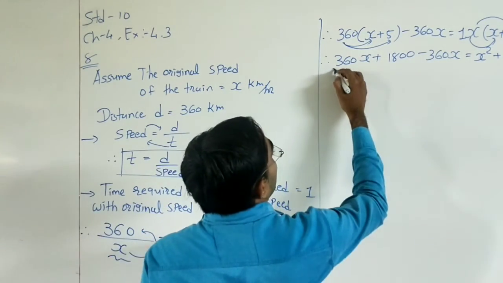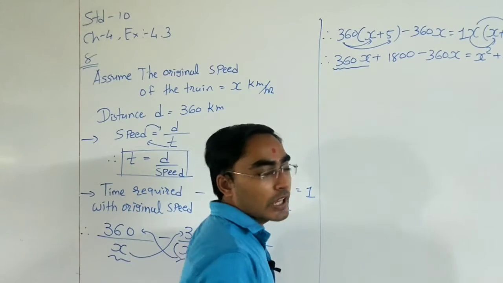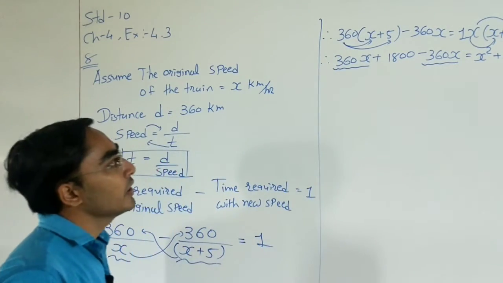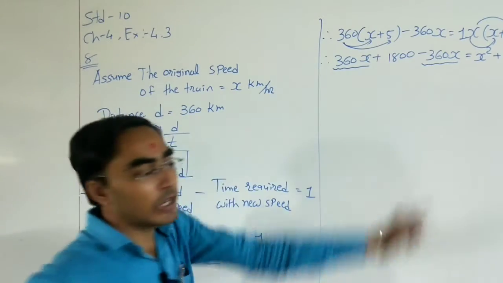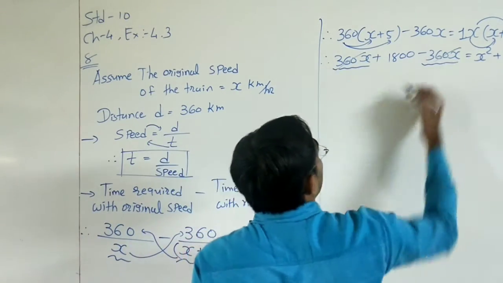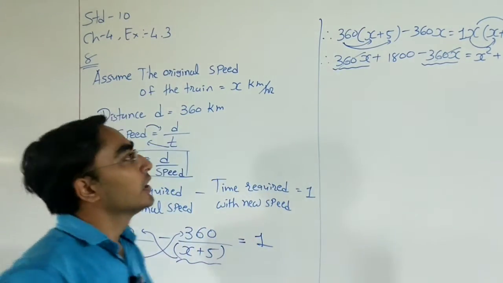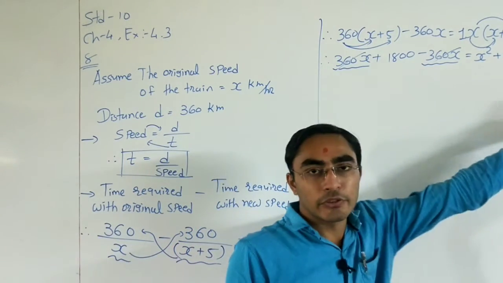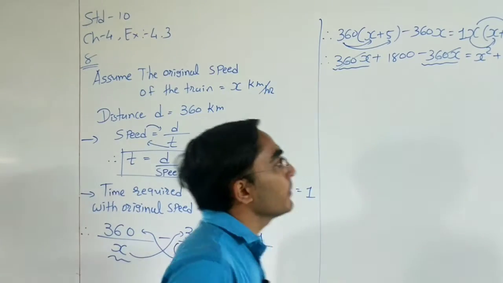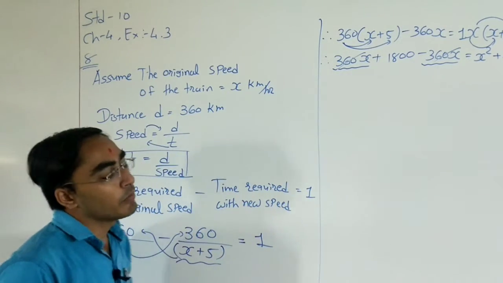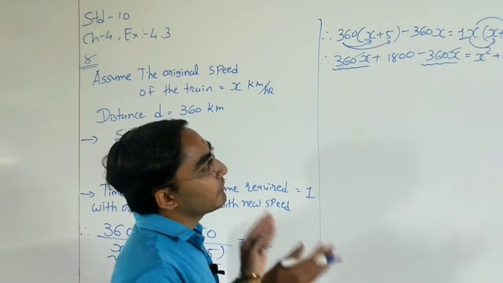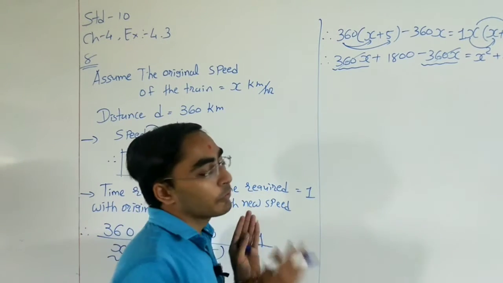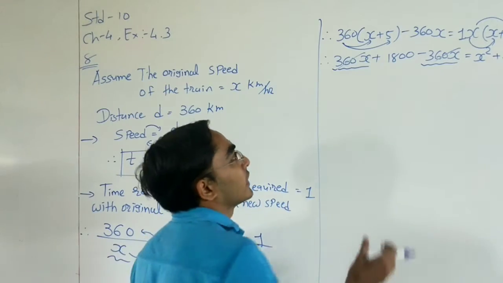Okay, now here we have plus 360x, here we have minus 360x. Plus 360x minus 360x, we can cut this. Now what is remaining? 1800 is equal to x square plus 5x. But for the standard form, all the terms we want on the same side. We need to transfer all the terms to the same side.